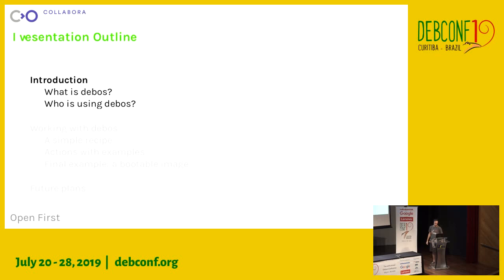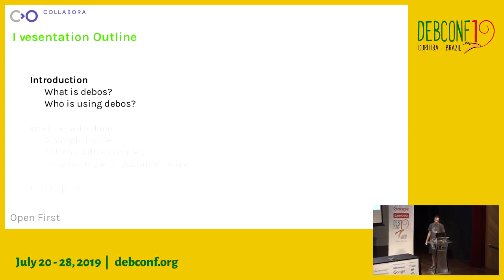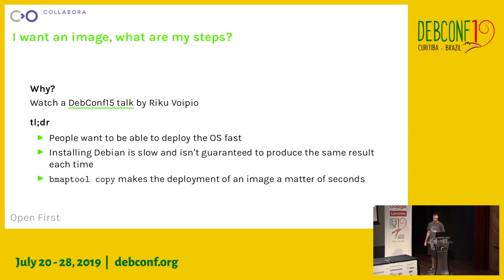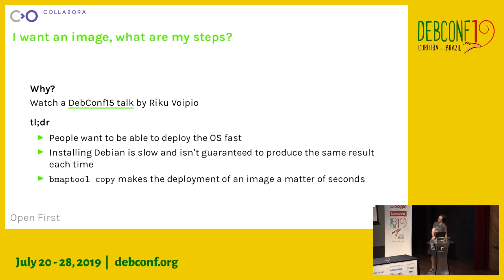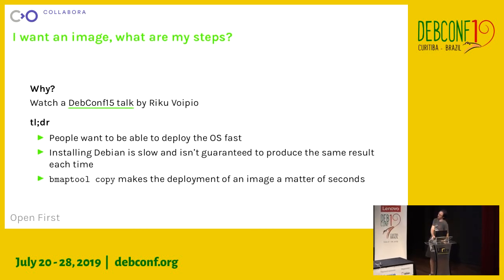let's say you want an image of a Debian system. Why would you need this? I don't know. What's going on? It's switching back and forth. Is it right? So, right. So, you want an image of a Debian system.